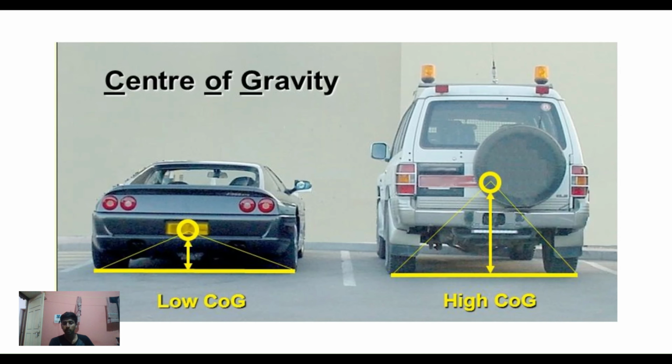Take a look at the car on the right. Due to its higher CG, it will have difficulty cornering because again centrifugal force is in play, and the centrifugal force is more probable over here to tilt the car over and to make it fall over its side.